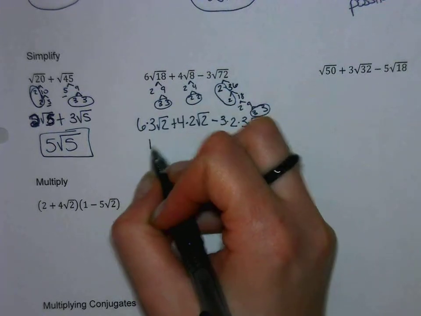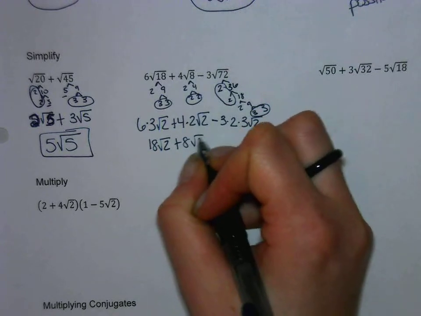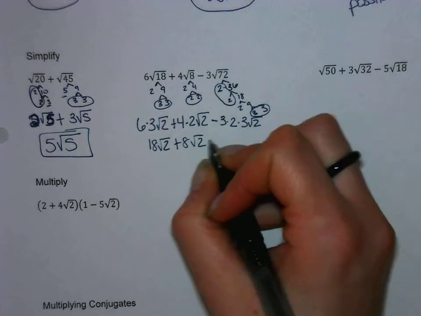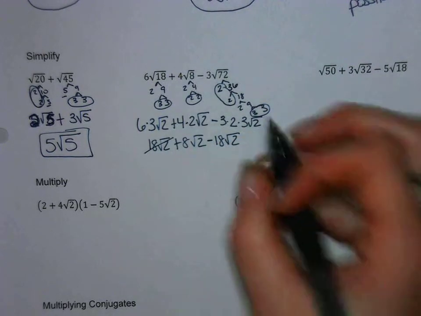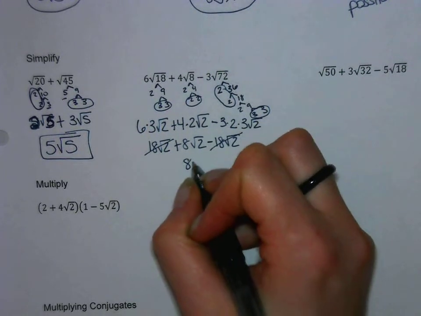6 times 3 is 18 square roots of 2 plus 8 square roots of 2. Negative 3 times 2 is a negative 6, times 3 is a negative 18 square roots of 2. Positive 18 square roots of 2 and a negative 18 square roots of 2 becomes 0. So we have 8 square roots of 2.